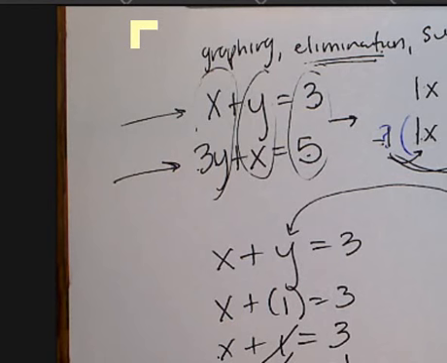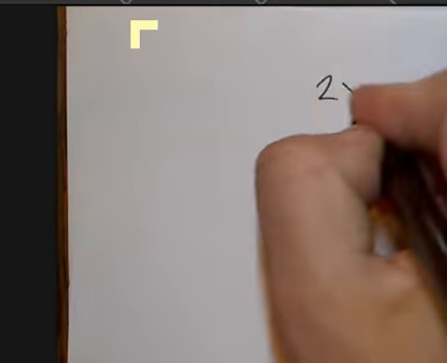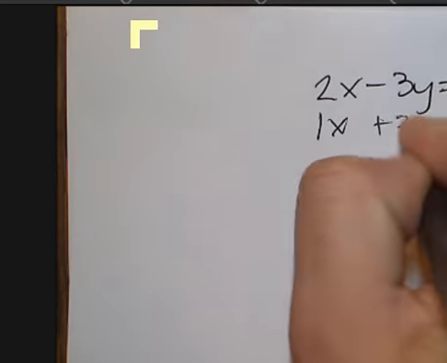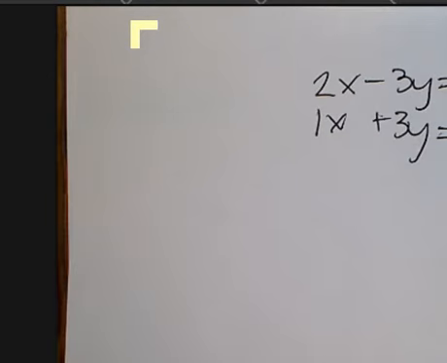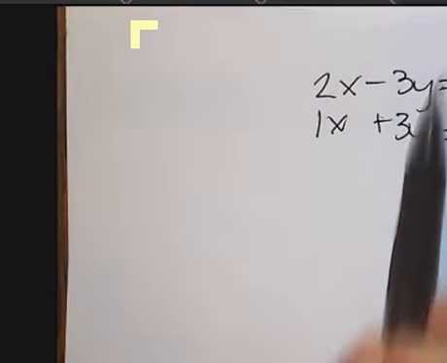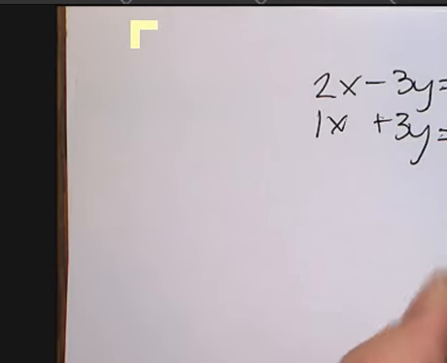One more problem we've had questions with on this particular page. Very similar problem. 2x minus 3y equals negative 4. 1x plus 3y equals positive 7. In this problem, it's nice because they've already organized the x's and the y's and the numerical values that do not contain x or y on the opposite side of the equal sign. So it's already been organized for us.